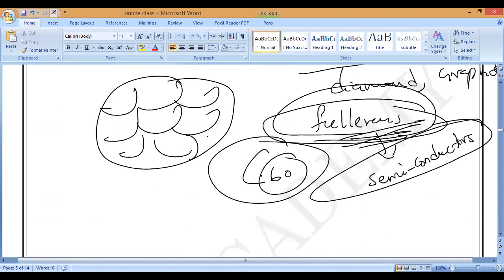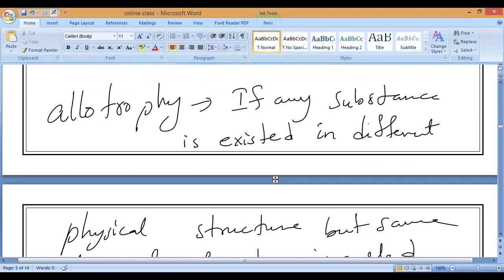So that is what you see. Physical properties are different, but the chemical formula is the same. Correct or not? They are the allotropes. Please write the definition of allotropes. Any doubt in this? Ask me anybody till here. No doubt, sir. Okay.